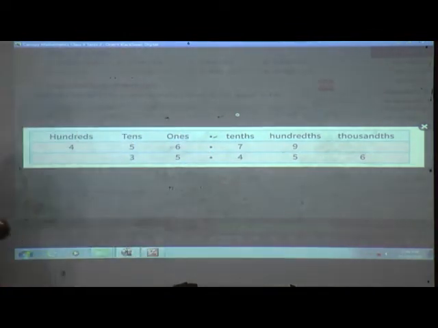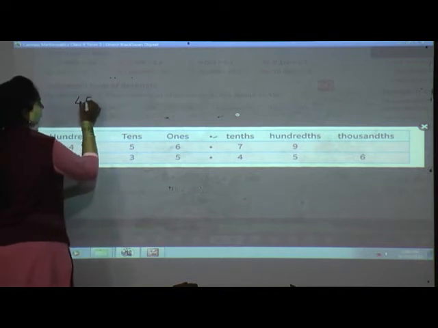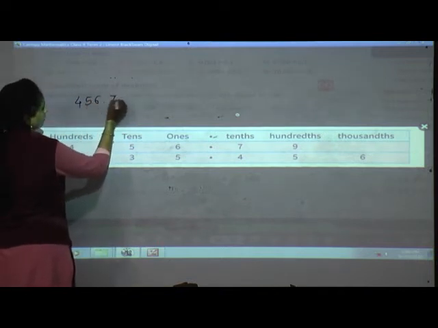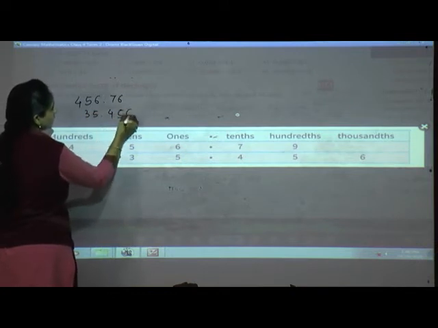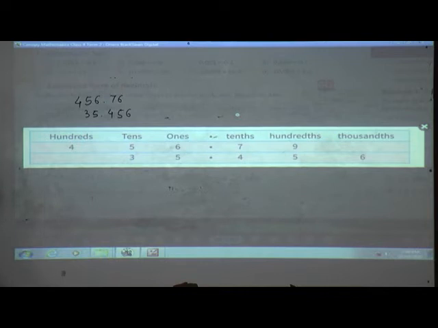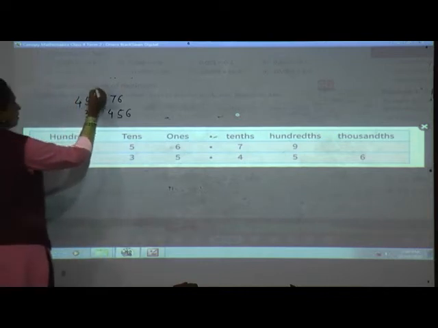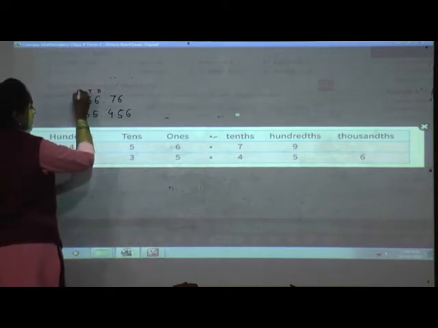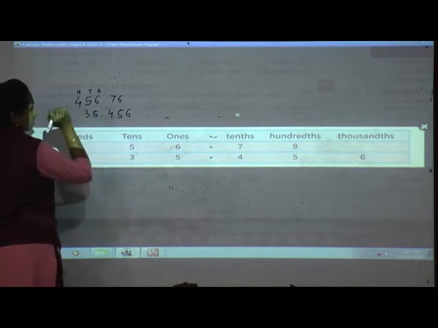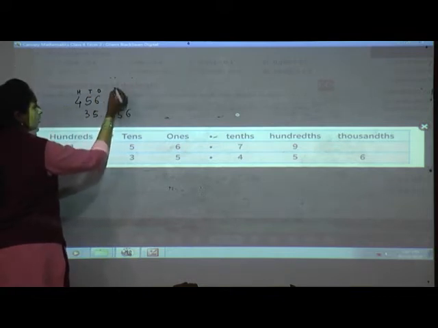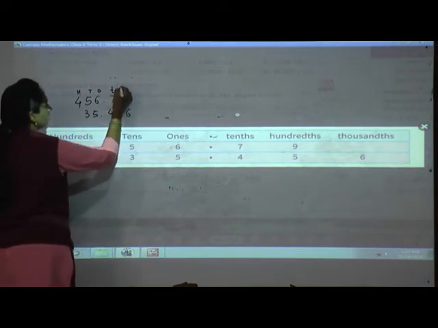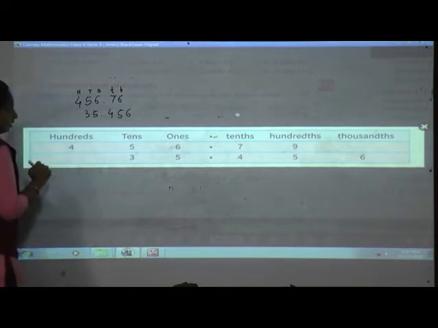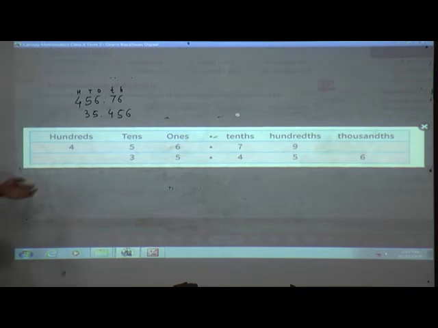Now we are going to see 456.79 and 35.456. Now here you have to give the place values, ones, tens, hundreds, with capital letters. This is the decimal point, and after the decimal point what will come? Tenths with a small t, and the next, hundredths, isn't it? Now we will see how they have been placed in the place value chart.